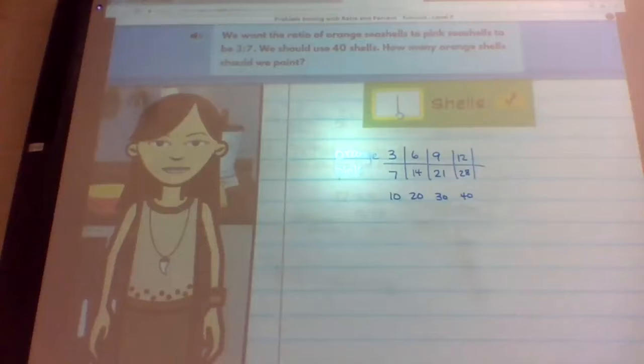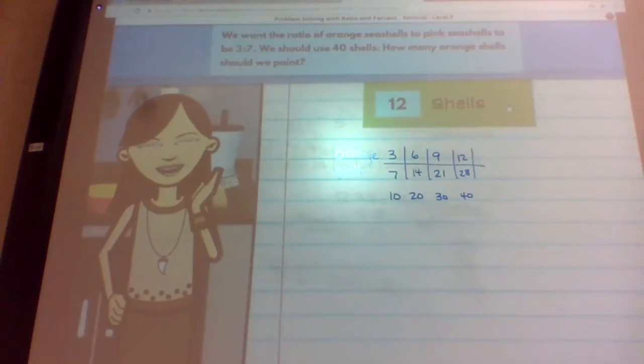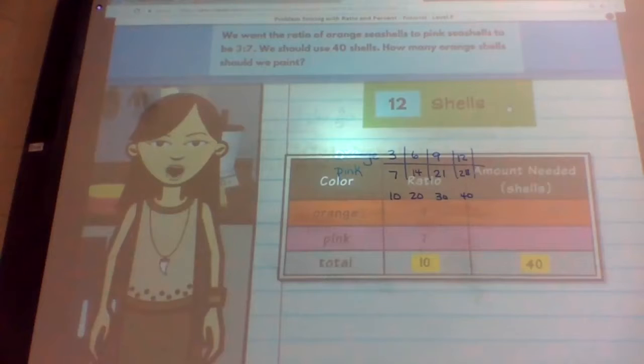So the question says, how many orange shells? So how many orange shells do we need? 12. 10 is the total we get using the ratio. We need to multiply that by 4 to get 40 shells. That means we have to multiply 3 by 4 too. That will give us 12 orange seashells.